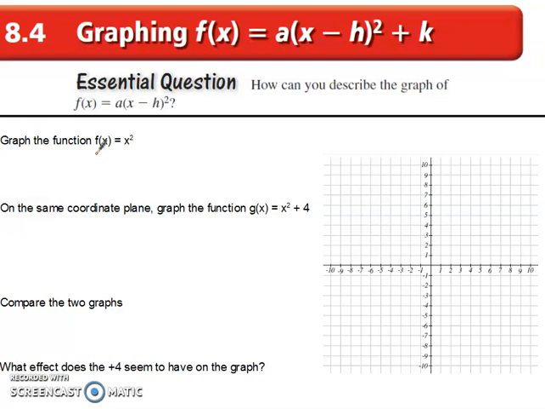First off, I'd like to go ahead and graph the function x squared. So we do know that this is a parabola. We know that we haven't moved it at all to the left or to the right. So my vertex is going to be here at the origin.